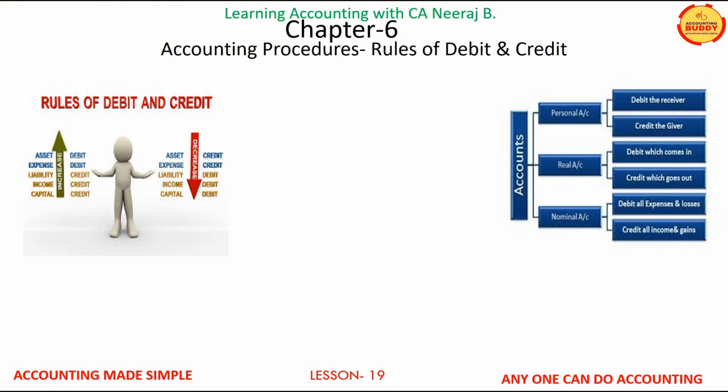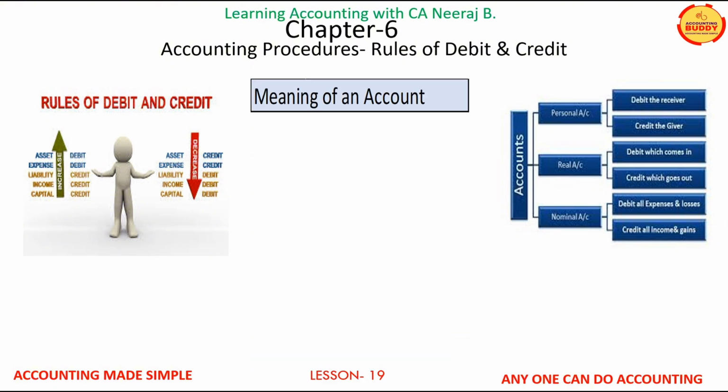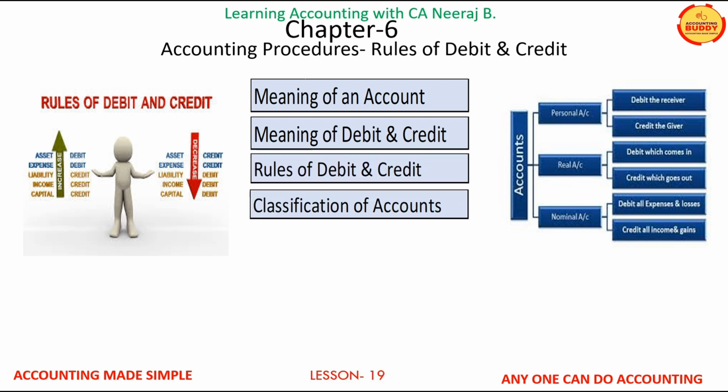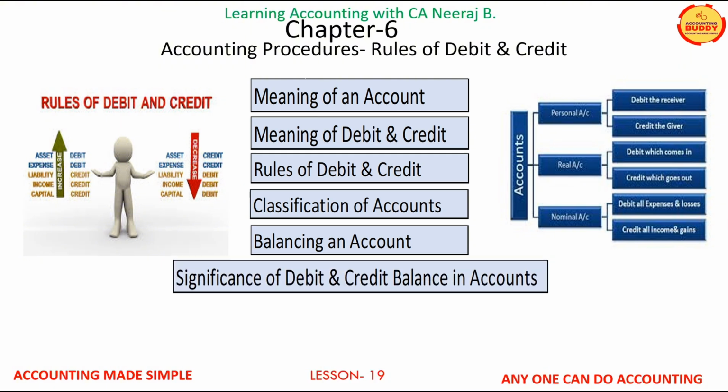Today we are starting a very important chapter, that is accounting procedures, rules of debit and credit, which is the very foundation of double entry accounting system. In this chapter, we will learn in detail meaning of the term account, meaning of debit and credit, rules of debit and credit, classification of accounts, the concept of balancing an account, and significance of debit and credit balances in accounts. So sit back, relax, and watch the full video.